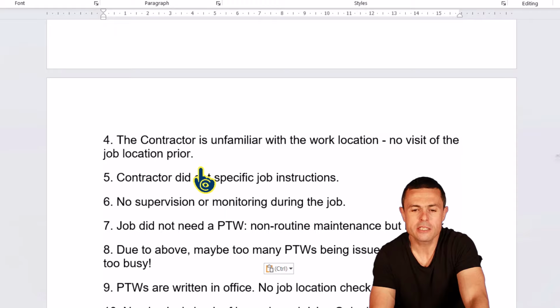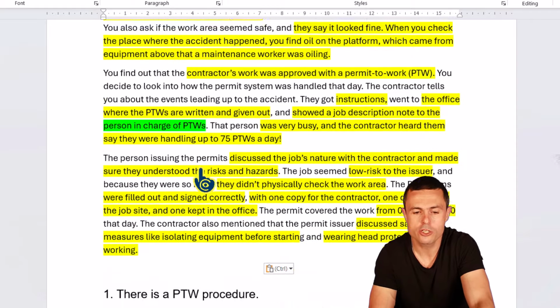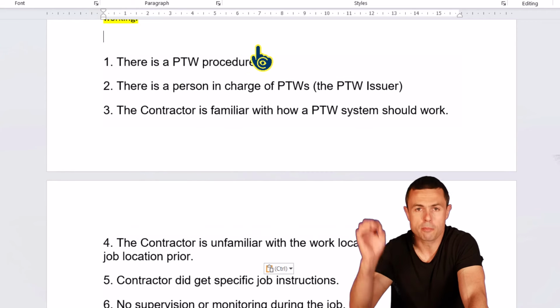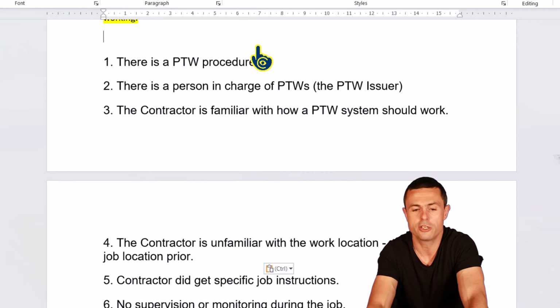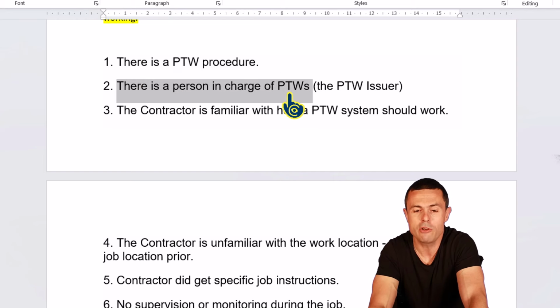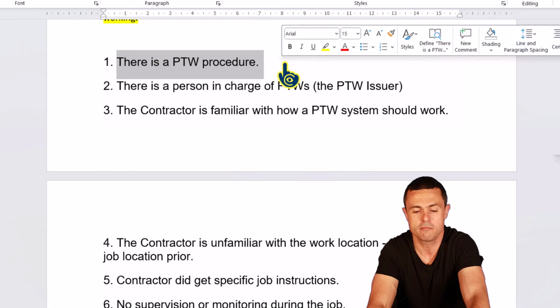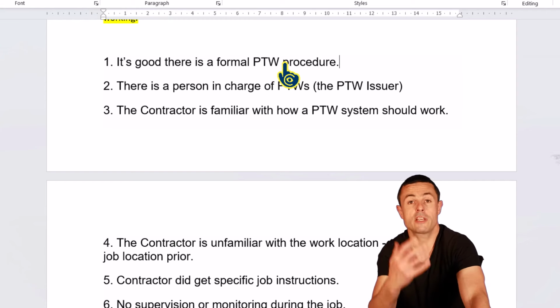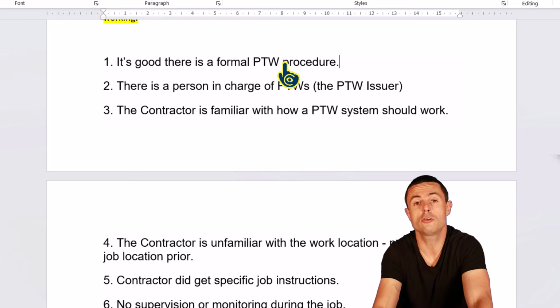So in the last step, we looked at a permit to work question and we wrote out this list. So let's remember, we are trying to write out a point, evidence, and explanation. And here I've written a list of points. Let's rephrase these points so they're a little bit clearer. So I'm going to say, it's good, there is a formal PTW procedure. Okay, that's my point. It's good that there's a formal PTW procedure.